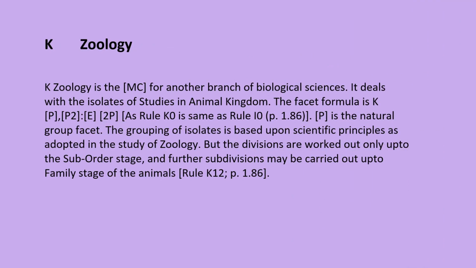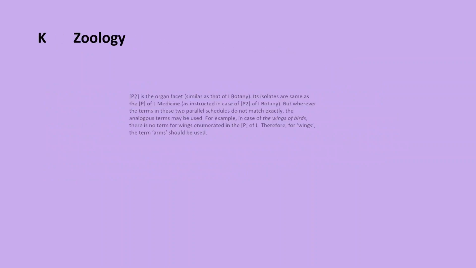It deals with the isolates of studies in the animal kingdom. The facet formula is given. P is the natural group facet. The grouping of isolates is based upon the scientific principles as adopted in the study of zoology, but the divisions are worked out only up to subordered stage, and further subdivisions may be carried out up to family stage of the animals. P2 is the organ facet, similar to that of botany.